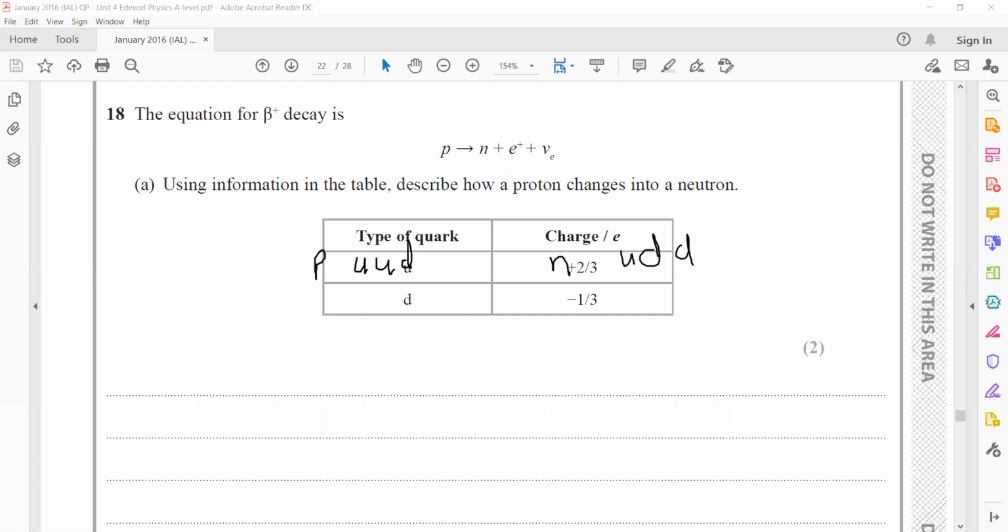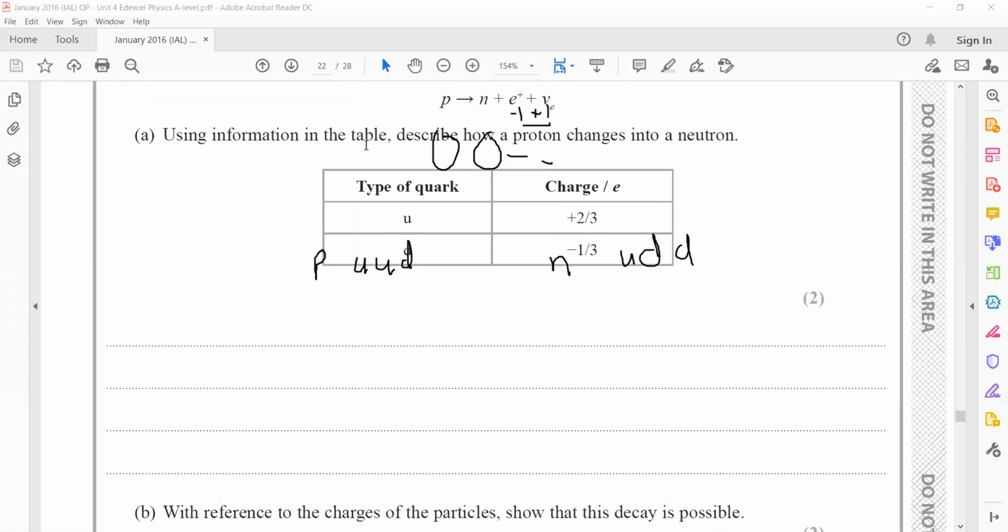So basically the quark composition changes. This is a baryon. This is also a baryon. These are leptons, so the positron is there. The lepton number is -1 for an antiparticle and +1 for a particle, so lepton number is conserved. What about baryon number? Baryon number is also conserved. For each baryon it's +1, so both proton and neutron have +1 baryon number. So using the information, that is how a proton changes into a neutron.